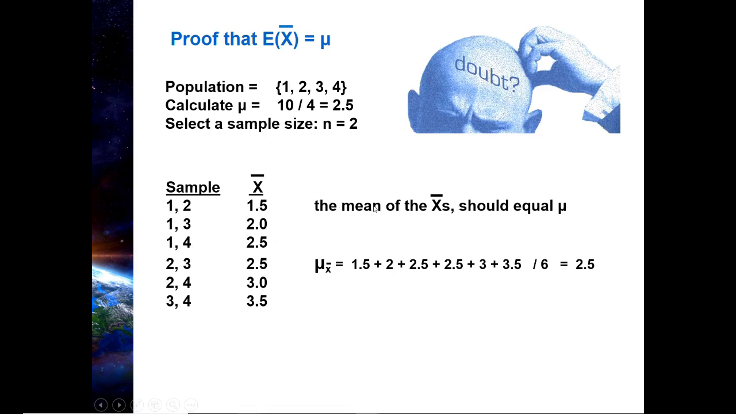Now, if we calculate the mean of these numbers, it should equal mu. All right, so let's do that. Let's take all of these numbers and calculate the mean. We add them all up, as shown here, and then there were 6 of them, so we divide by 6. When you do that, you get 2.5. Look at this, 2.5 and 2.5. The mean of all of our X bars is the same thing as mu. That shows you that X bar is unbiased.